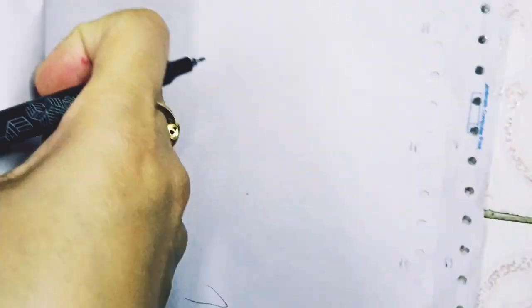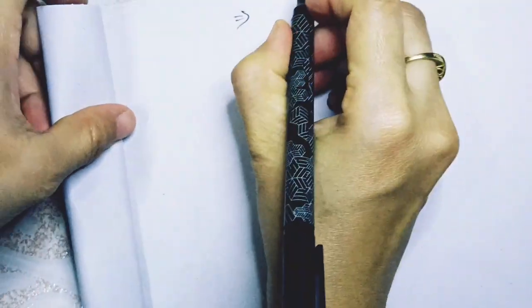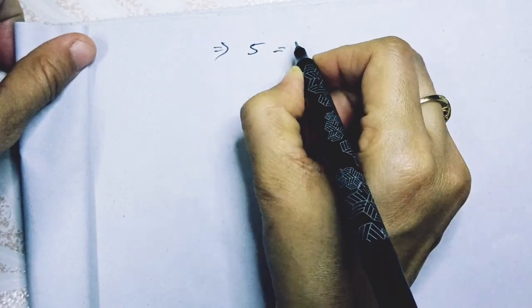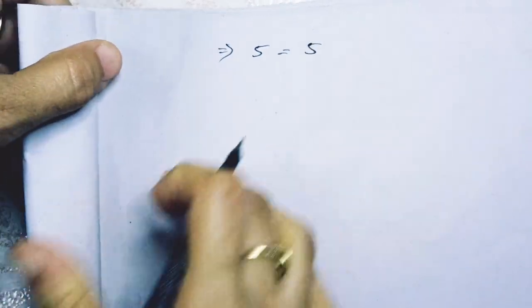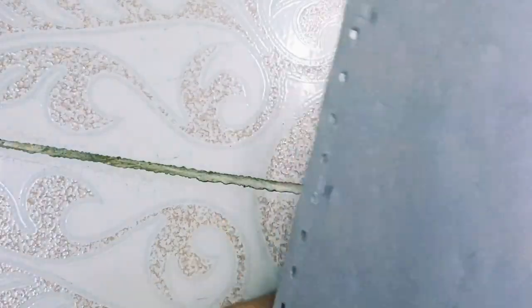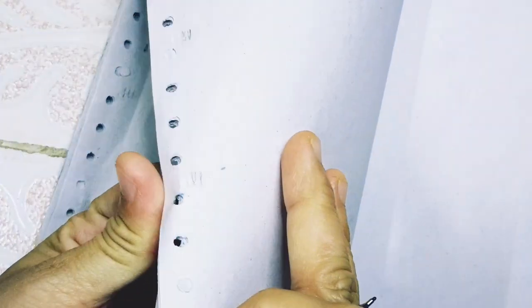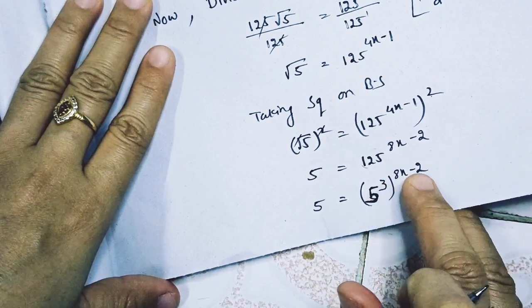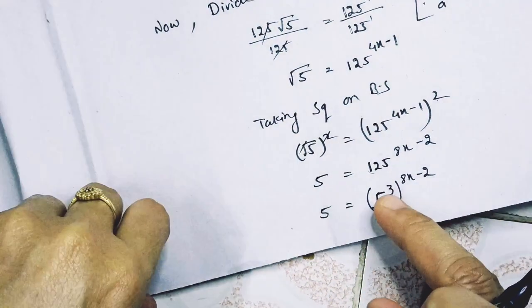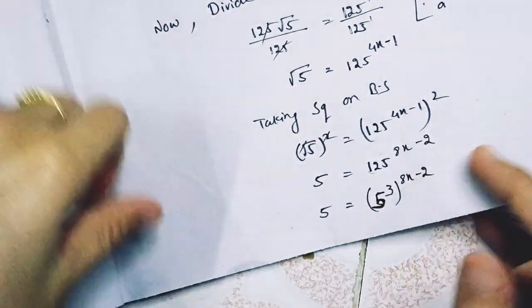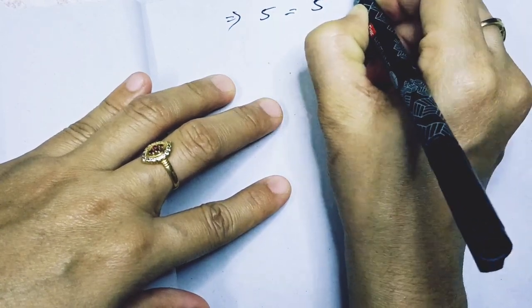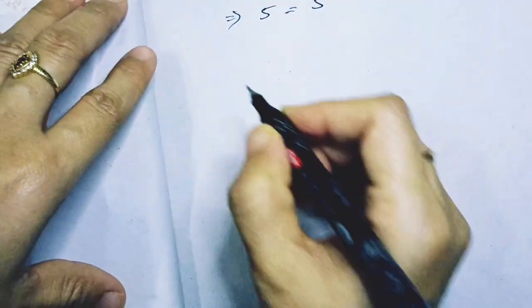So the next step will be 5 equal to 5 to the power... here just see, 5 cube to the power 8x minus 2. This can be written as 5 to the power 8 3's are 24x minus 3 2's are 6. So 5 to the power 24x minus 6.